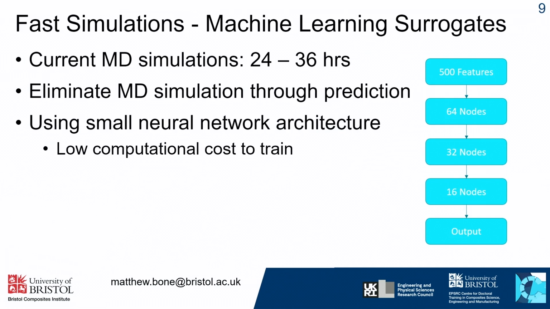After that, we then look at machine learning and using a surrogate model. So to determine something like a glass transition temperature can take up to 36 hours on a supercomputer node. It's quite a considerable amount of time and cost to get that one data point. So what we've looked at is training quite a basic neural network to predict that glass transition temperature from an earlier stage of the simulation.